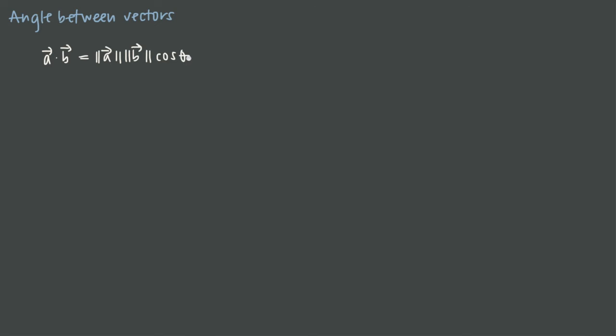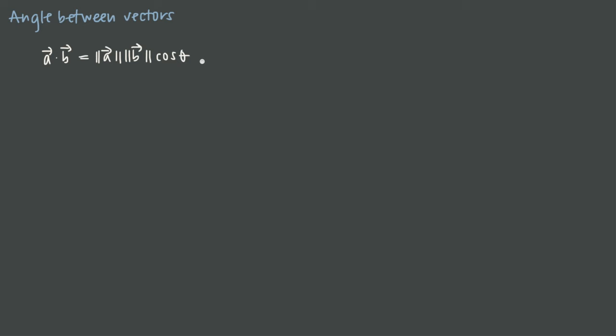So theta is the angle between the two vectors, which means that if we can just find the length of each vector and the dot product of the vectors, we can solve for cosine of the angle, and then we can find the angle itself. Now we get some interesting things from this formula.